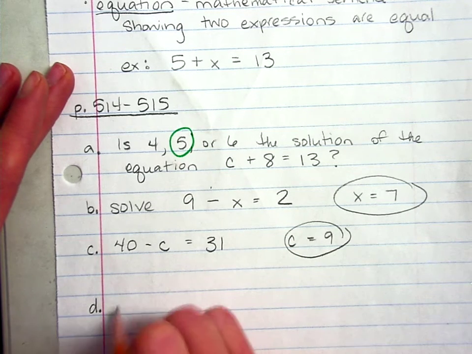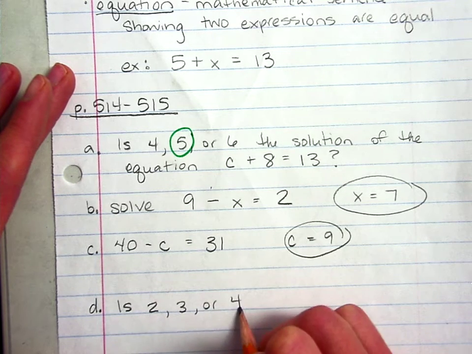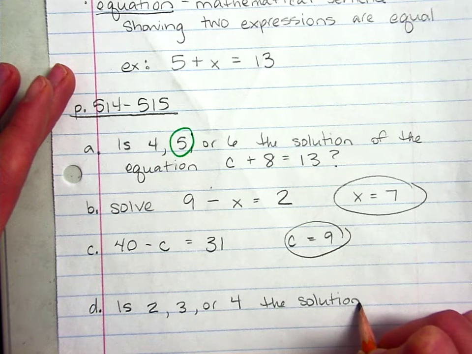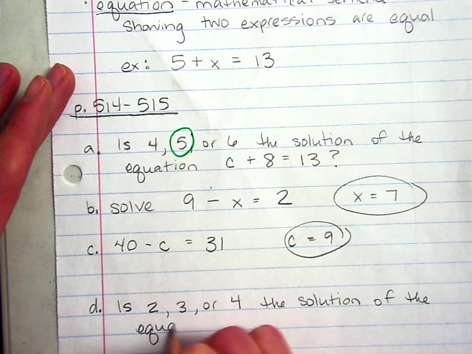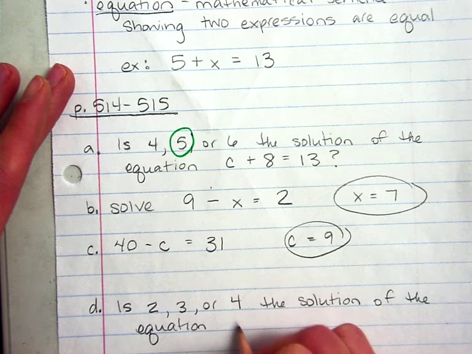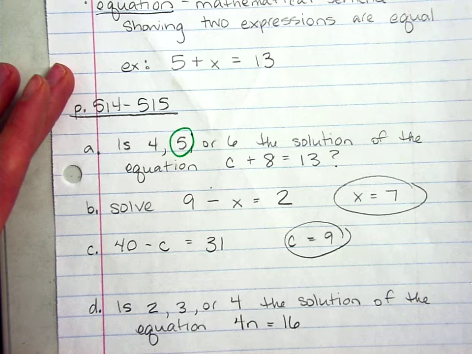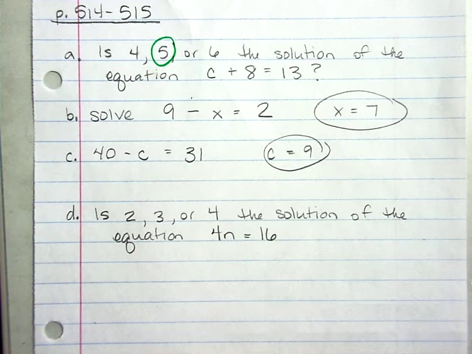All right, so is 2, 3, or 4 the solution of the equation 4n equals 16? All right, what does it mean if we have a number touching a variable? What does that mean we'll do, Nadia? Yes, so we'll have to multiply.